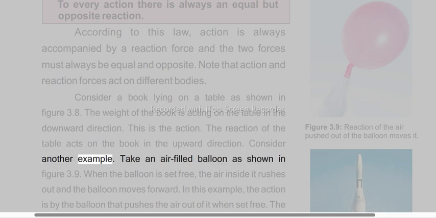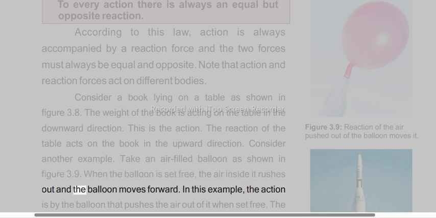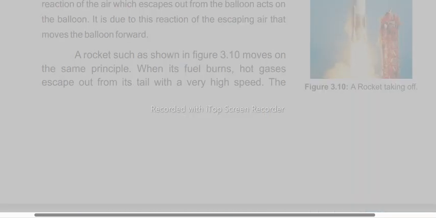Consider another example. Take an air-filled balloon as shown in Figure 3.9. When the balloon is set free, the air inside it rushes out and the balloon moves forward. In this example, the action is by the balloon that pushes the air out of it when set free. The reaction of the air which escapes out from the balloon acts on the balloon. It is due to this reaction of the escaping air that the balloon moves forward.